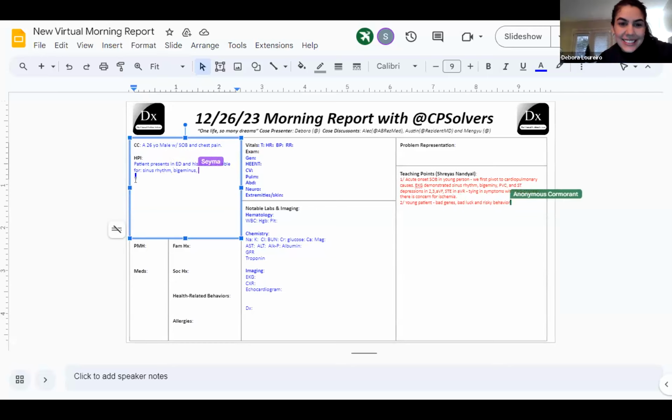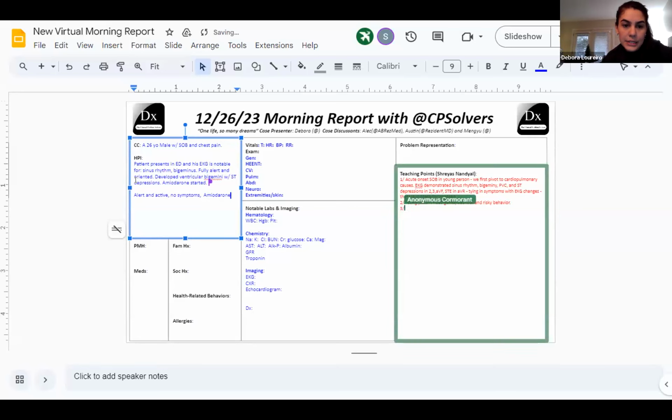Great discussion. So yeah, the patient coming from excess ingestion, he was fully alert and interactive, denied any other symptoms. And while he was waiting in the ED, he developed ventricular bigeminy with ST depression. Poison control was contacted and recommended amiodarone. And the on-call cardiologist was called and agreed with the recommendations.